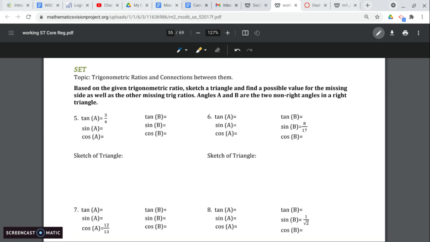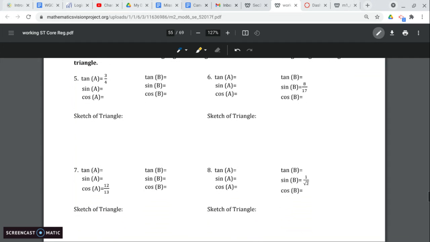Angles A and B are the 2 non-right angles in a right triangle. We are looking at 5 here. So we have the tangent of A is 3/4. So we need to sketch a right triangle.